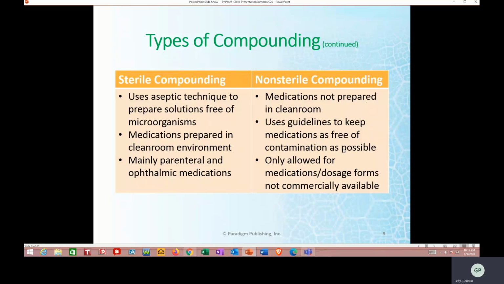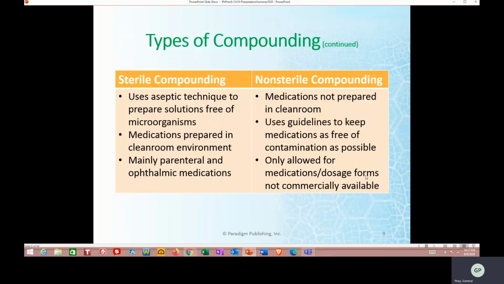Now, I'm not saying that because it's non-sterile, you can compound it in any fashion you want, or your table could be dirty and you still can compound it. That is not what I'm saying. Your area still has to be clean, whether you're doing sterile or non-sterile. It's just that sterile requires a certain technique. You have to have certain machines that filter the air. It has to be free of contaminants. Whereas non-sterile, you just have to have a clean working area.